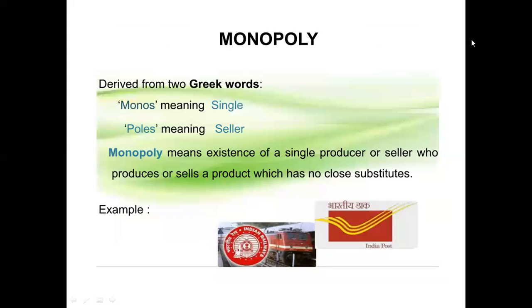Then we have monopoly. The word has been derived from the Greek word. Monos means single and poles means seller. So monopoly means existence of a single producer or seller who produces or sells a product with no close substitutes.